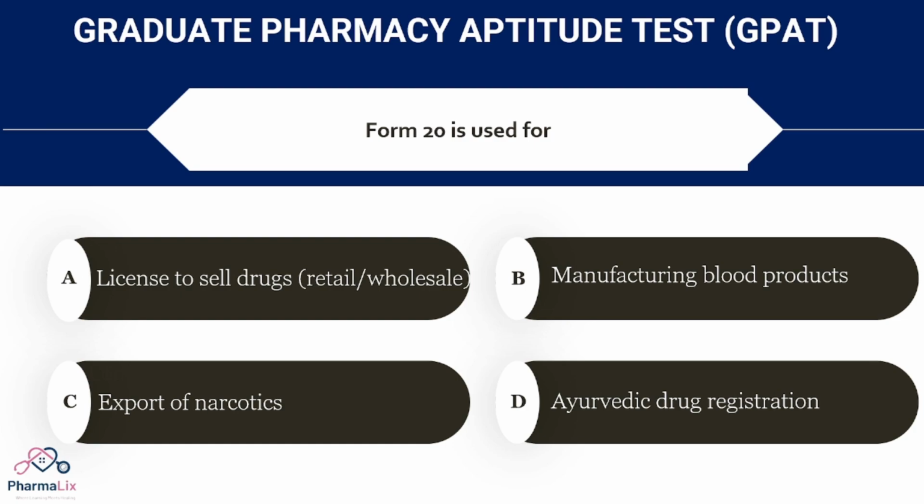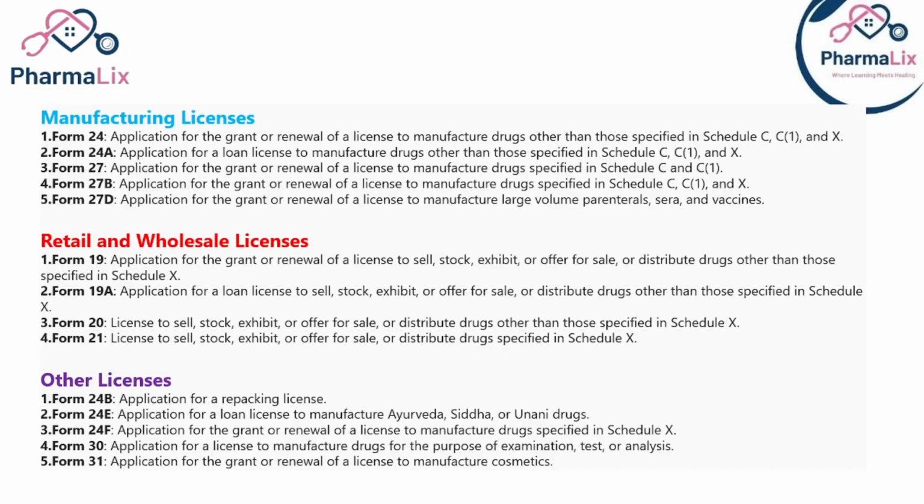Form 20 is used for license to sell drugs, retail or wholesale, manufacturing blood products, export of narcotics, or Ayurvedic drug registration. So this is going to be very simple. If you remember, you will mark the answer in one go. So it is required for license to sell drugs, that is retail and wholesale. So this is going to be our correct answer. Let's see how we can remember this. So Form 20, license to sell, stock, exhibit or offer for sale or distribute drugs other than those specified in Schedule X. So apart from Schedule X, these are the things you can do with Form 20.